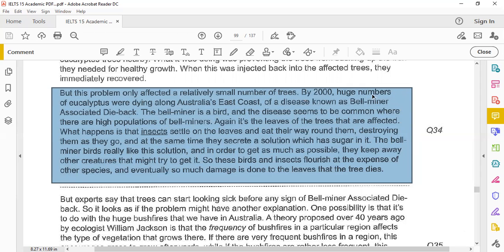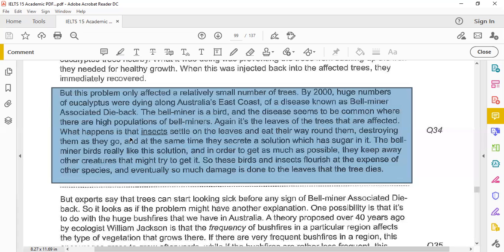By 2000, huge numbers of eucalyptus were dying along Australia's east coast of a disease known as bell miner associated dieback. The bell miner is a bird, and the disease seems to be common where there are high populations of bell miners. Again, it is the leaves of the trees that are affected.